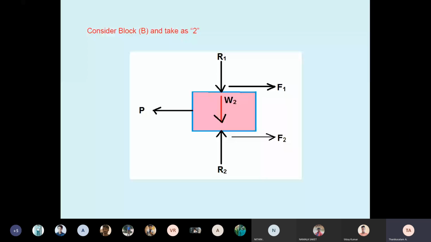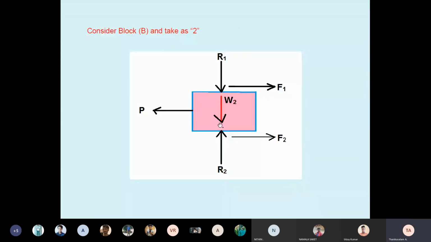Because block B is touching bottom and upper. Therefore, what does Newton's law tell? Every action has an equal and opposite reaction. So block A acts on the surface and on block B, therefore R2 and R1. The weight is always downward, so don't confuse it. Since it is touching on the upper side, the reaction is downward. Here the block is touching the bottom side, therefore the reaction R2 is upward.